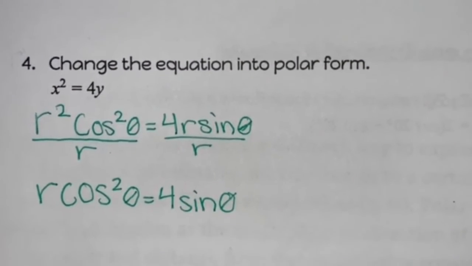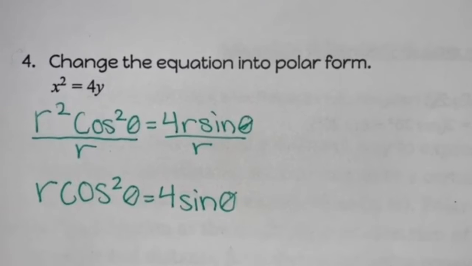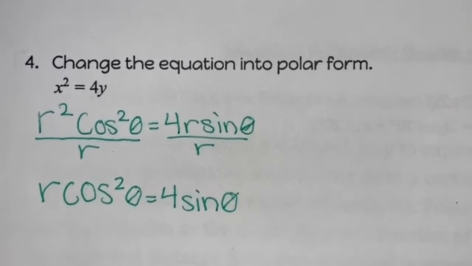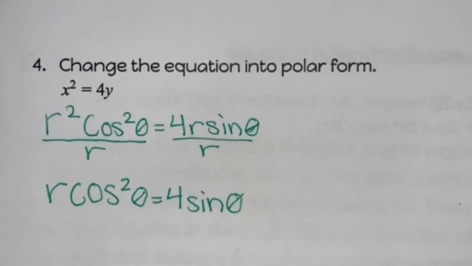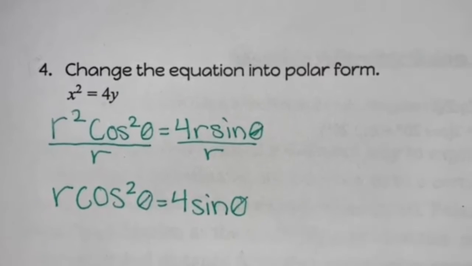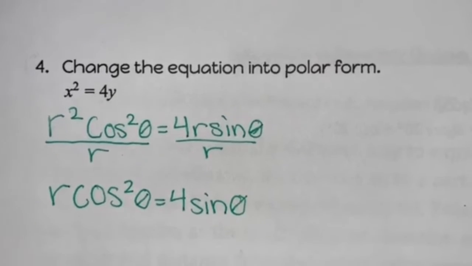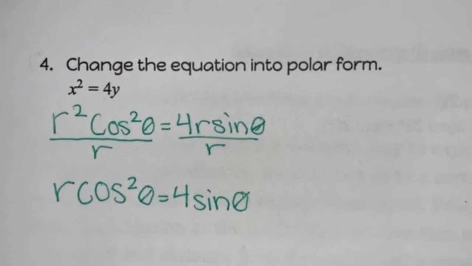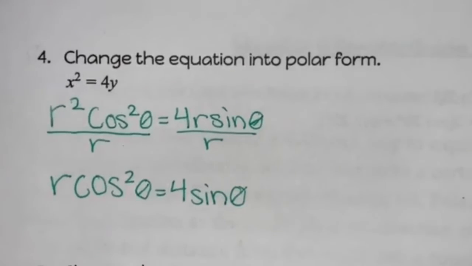For question 4, you start out with x squared equals 4y. You're trying to change this into polar form, so you need to get rid of the x's and y's. To do this, first you know that x squared equals r squared cosine squared theta. Then you know that 4y is also 4r sine theta.